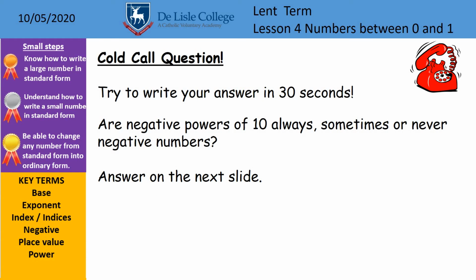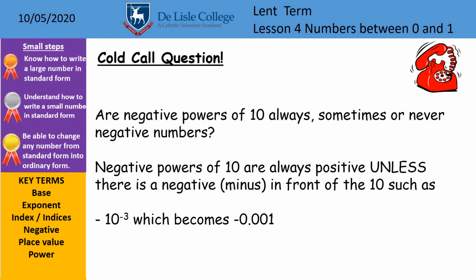Answer this question. Are negative powers of 10 always, sometimes, or never negative numbers? Pause the video, have a go, write something down, and then see what I've come up with. Actually, negative powers of 10 are always positive unless there's a negative or minus in front of the 10, such as minus 10 times 10 to the power of minus 3, which would have become minus 0.001. Quite a tricky one, that one.